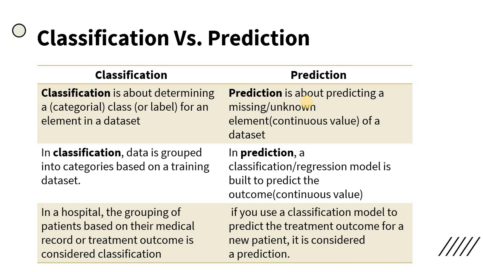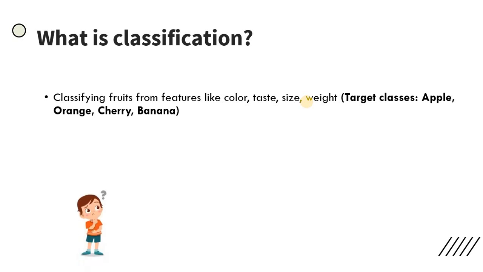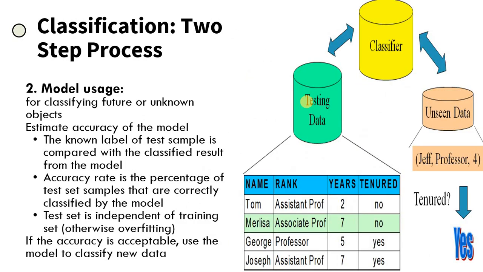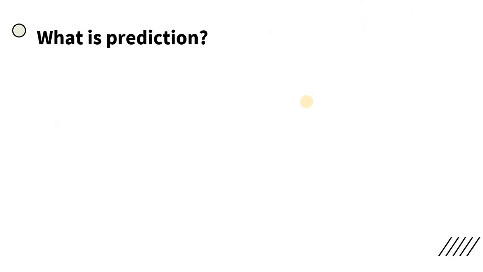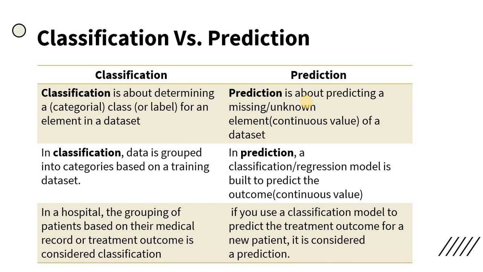So that is all about classification and prediction. In today's lecture we have learned what classification is, what the techniques of classification are, how classification works, examples of classification, and then prediction, examples of prediction, and the difference between classification and prediction.